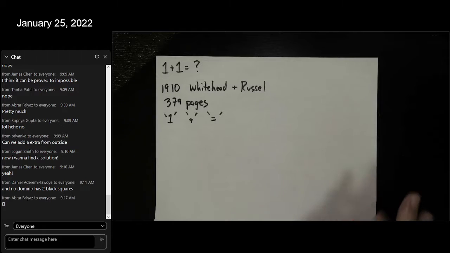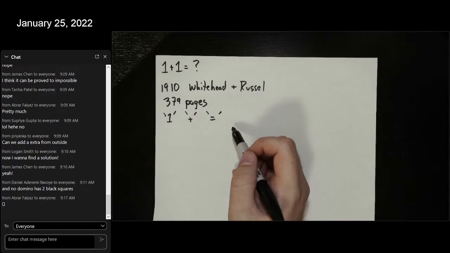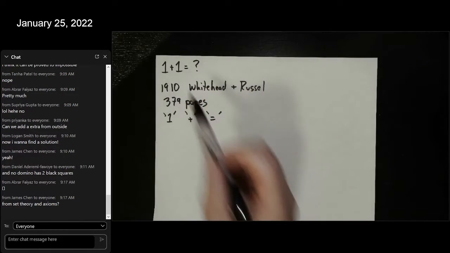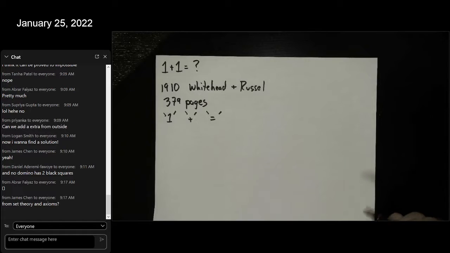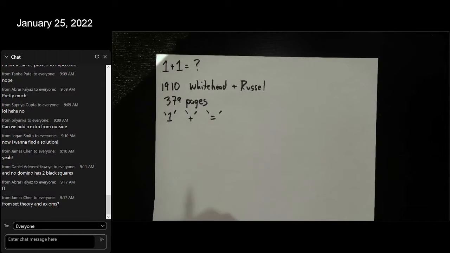They started from very, very basic ideas and built them up to define 1, to define plus, to define equals. The answer is not the point. 2 is not the goal of this. They started from really, really basic mathematics and built all the way up. So what is a proof? A proof is a series of logical steps, one leading to the next, that start with basic assumptions and lead to the conclusion.